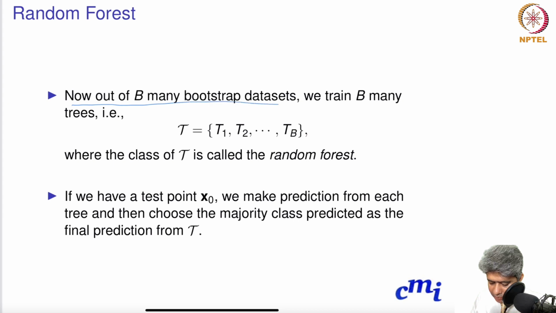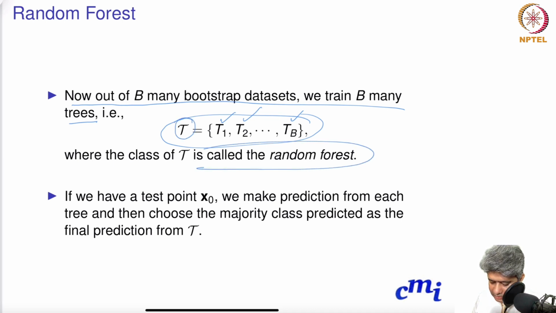So now out of B many bootstrap datasets, we train B many trees. Now I have tree T1, tree T2, up to B many trees, where this class T is called a random forest, because it is now the class of all these trees. If we have a test point x0, we make a prediction from each tree and then choose the majority class predicted as the final prediction.